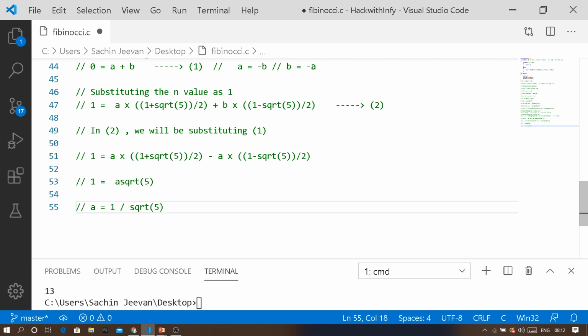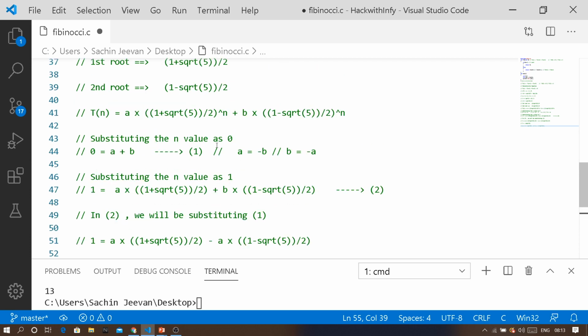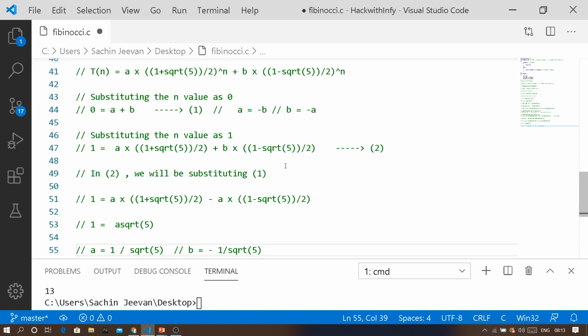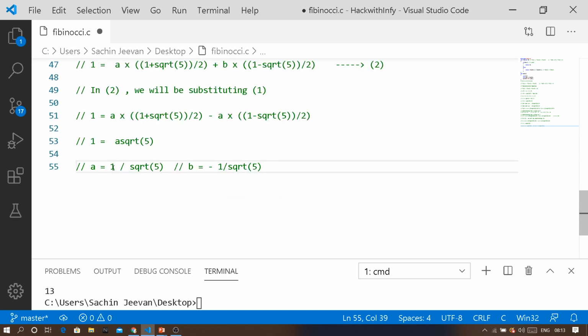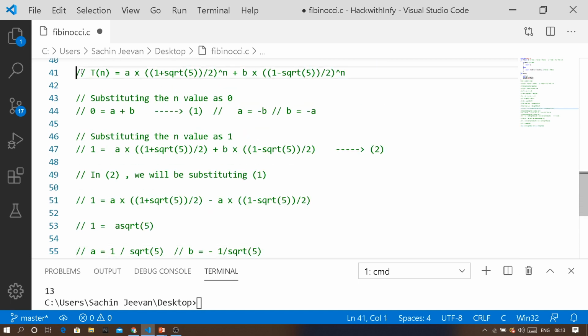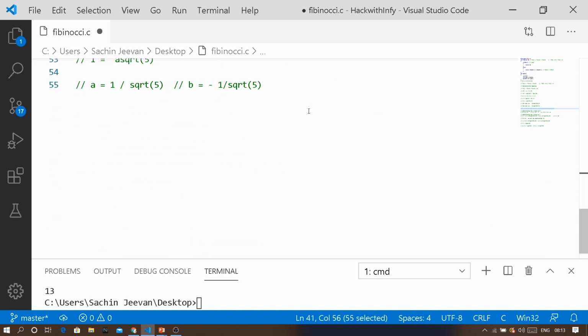And we know if a is 1 divided by square root of 5, then what is b? Minus a. So b has to be equal to minus 1 divided by square root of 5. That's it. So we got the value of both our a and b. This a and b value we are going to substitute here, instead of a and b, the values 1 divided by square root of 5 and minus 1 divided by square root of 5. So let us take this equation and start substituting the values of a and b.